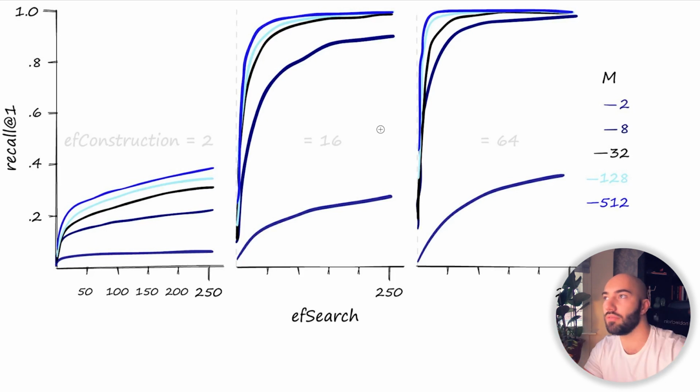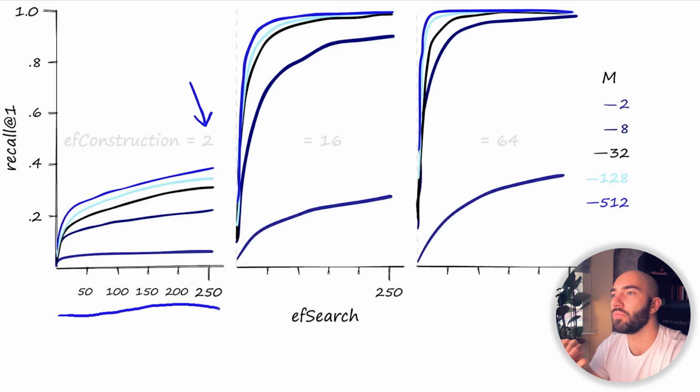So the first thing I want to look at is recall, of course. In what we have here, on the left we have an EF construction value of 2, which is very low. Never use an EF construction value that low. You can see the recall is pretty terrible. But surprisingly, even though this is a very bad EF construction value, it still got up to 40% recall. So I was impressed with that. That was cool. The EF search values are what you can see on the bottom. It went from, I think, 2 all the way up to 256.